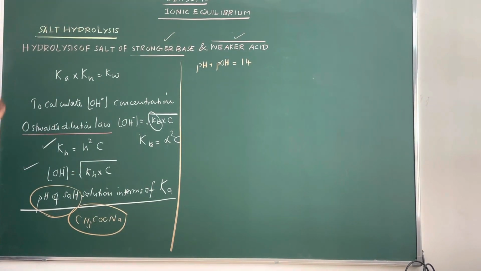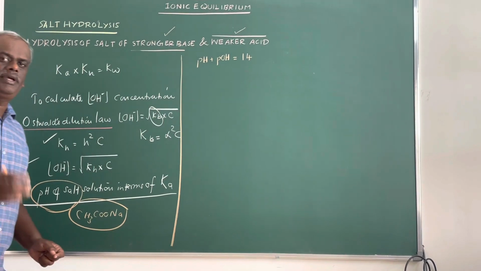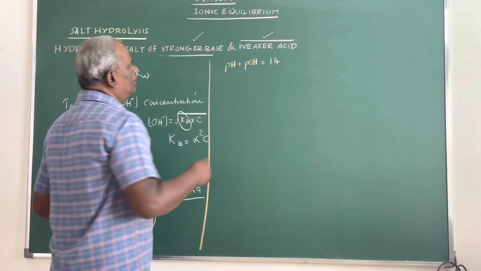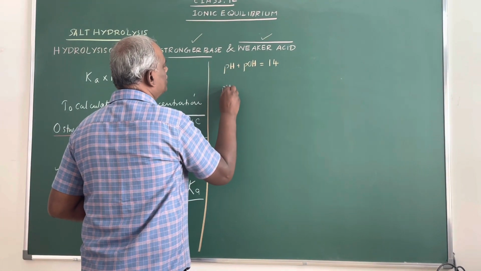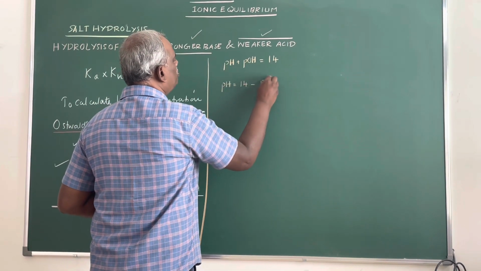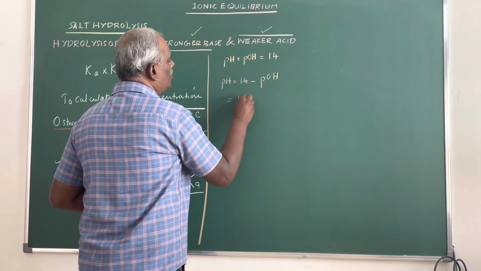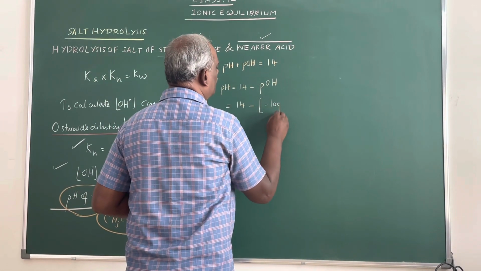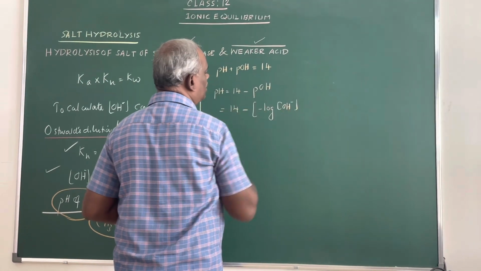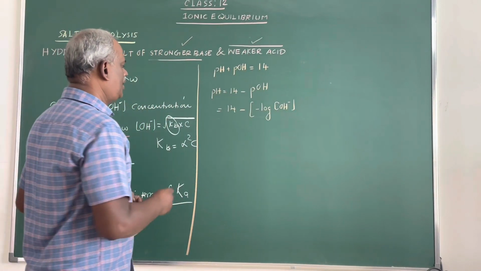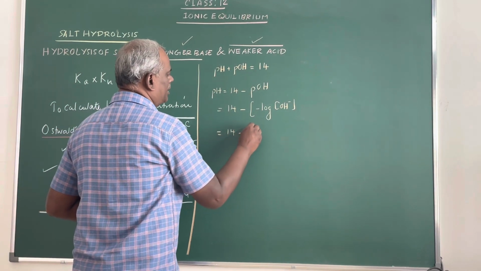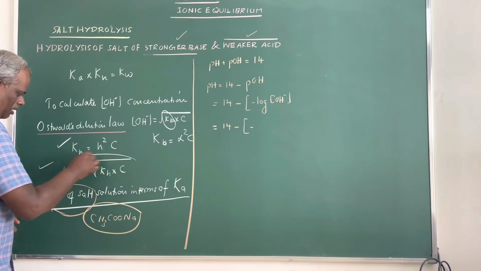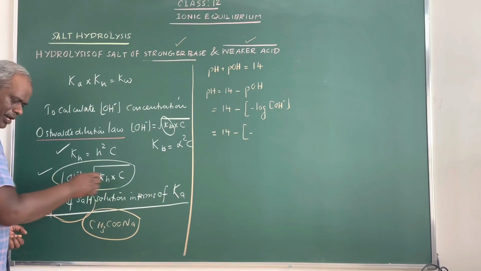For this we should find the pH. Directly pH cannot be calculated, but we can calculate the pOH first of all. And how to get the pH? That is equal to 14 minus pOH. We can write 14 minus pOH is nothing but negative logarithm of hydroxide ion concentration. You see, what is the hydroxide ion concentration, or hydroxyl ion concentration? According to this expression, it is nothing but the square root of Kh into C.